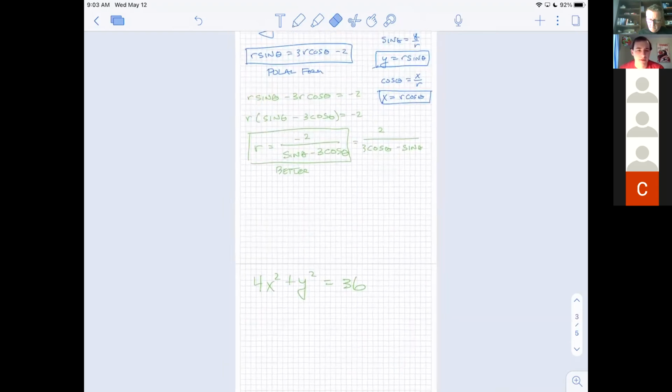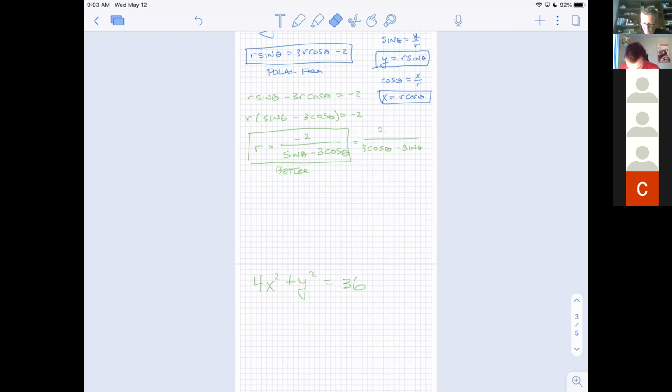Is that an ellipse? Yeah, I think it's an ellipse. So it's still circle-ish in the sense that it comes back on itself. Things that come back on themselves tend to not be so bad in the world of polar. So again, if we're going to convert from rectangular to polar, we have to replace those x's.